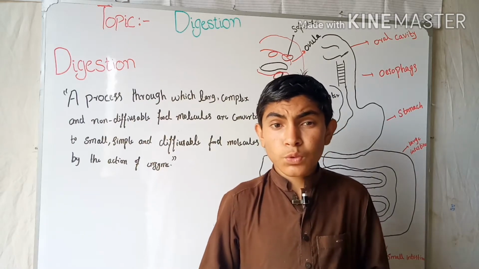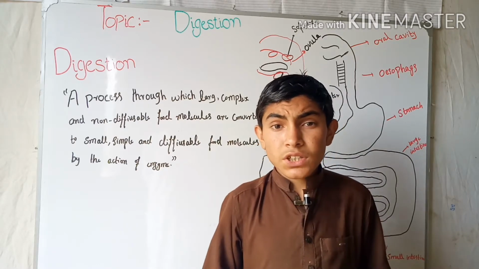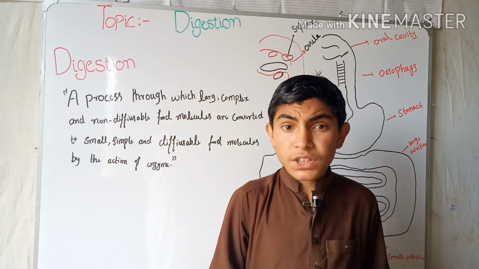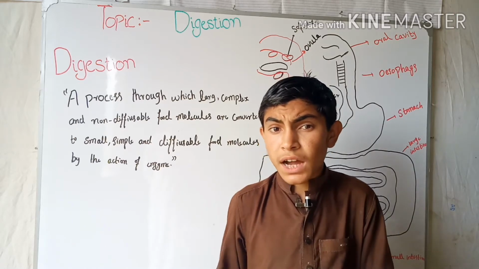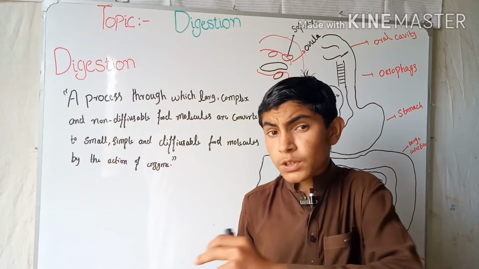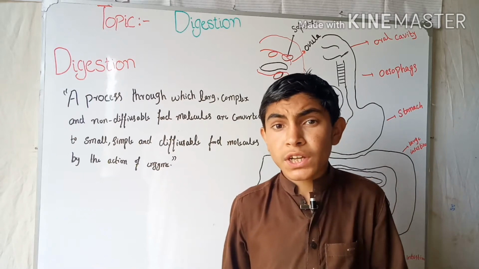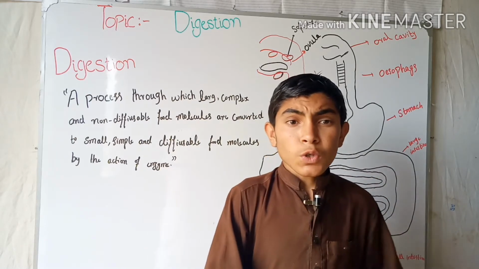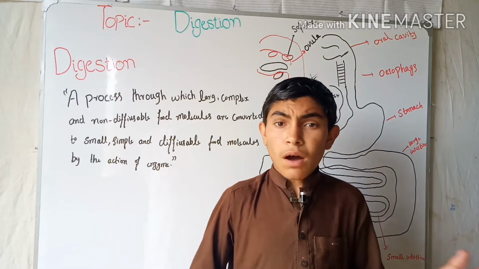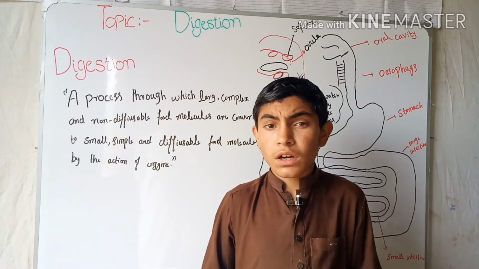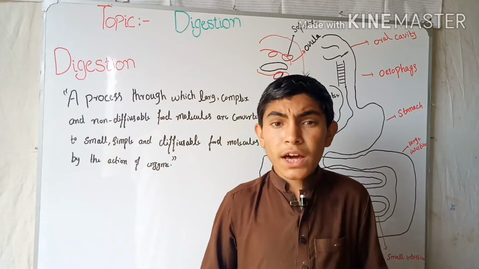Digestion can be done in two ways. One is mechanical digestion, second is chemical digestion. In mechanical digestion, there is a process of biting and breaking the food, converting large, complex and non-diffusible food molecules into simple, small and diffusible molecules, so that they can be easily diffused into the blood and carried to every part of the body, every tissue, every cell, and give us what we need in order to survive.